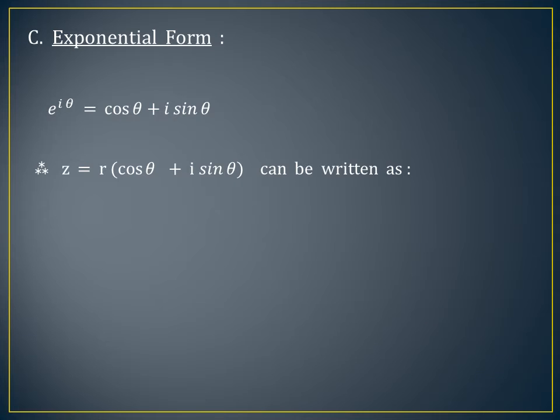Now the third form is the exponential form. Now e, which is also known as Euler's number, we can write e raised to i theta is equal to cos theta plus i sin theta. So if we substitute this value of cos theta plus i sin theta into the polar form, we'll have z is equal to r into e raised to i theta, and this gives us the exponential form of a complex number.